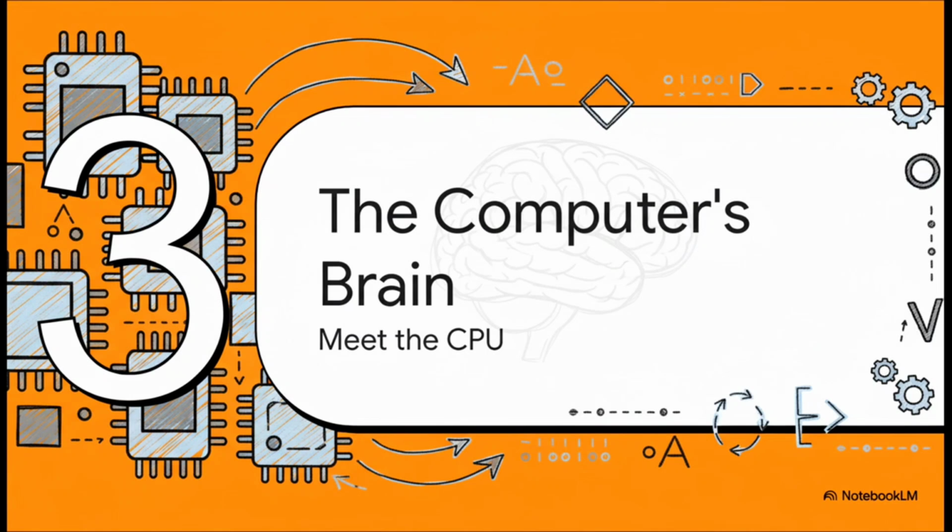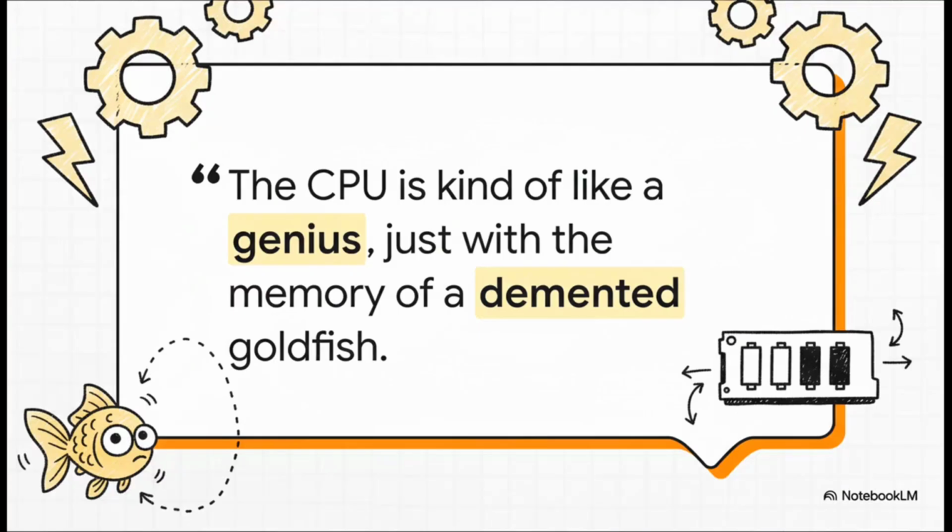Okay, so we've got all this data, all these instructions flying around, but something's got to be in charge, right? Something has to actually do the work. Well, meet the CPU, the central processing unit. It's the brain of the whole operation. The thing about the CPU is it's an absolute speed demon, a genius at following orders. The catch? It has a terrible memory. It can't hold on to information by itself.